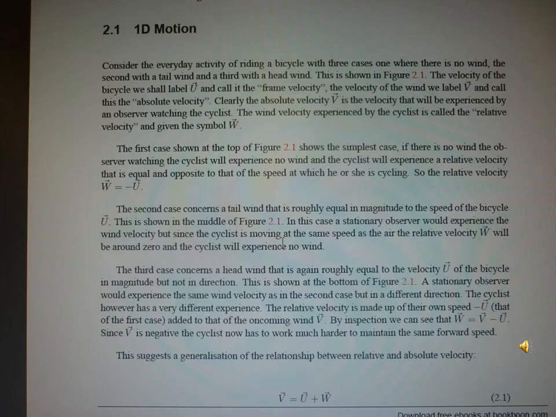With the one directional motion, someone riding a bicycle, there are three cases: one where there is no wind, the second with the tail wind, and the third with the head wind. Those things you can see on the one directional motion in the picture.